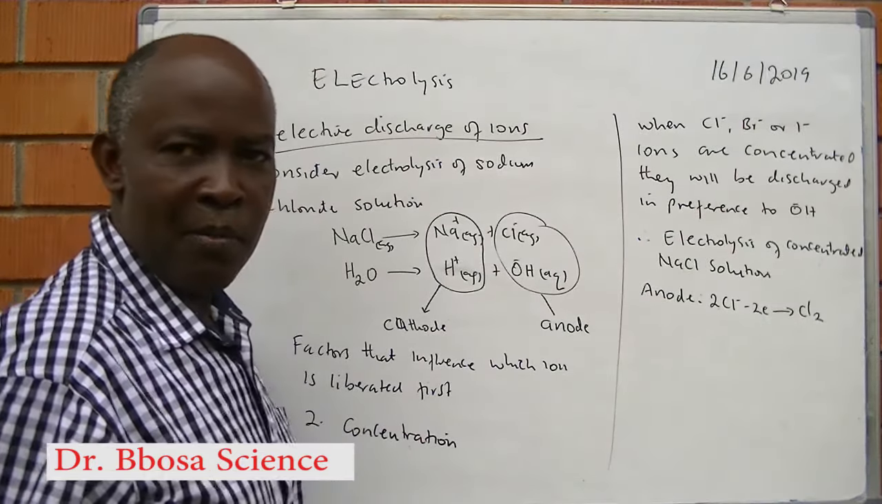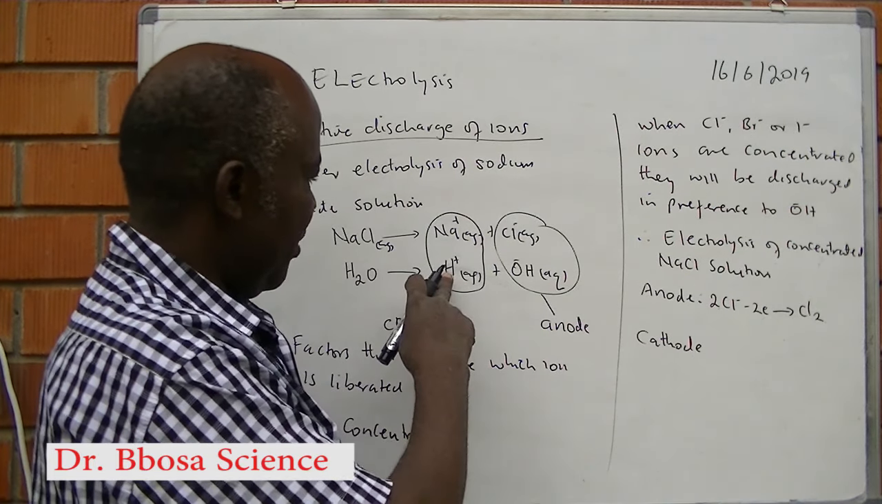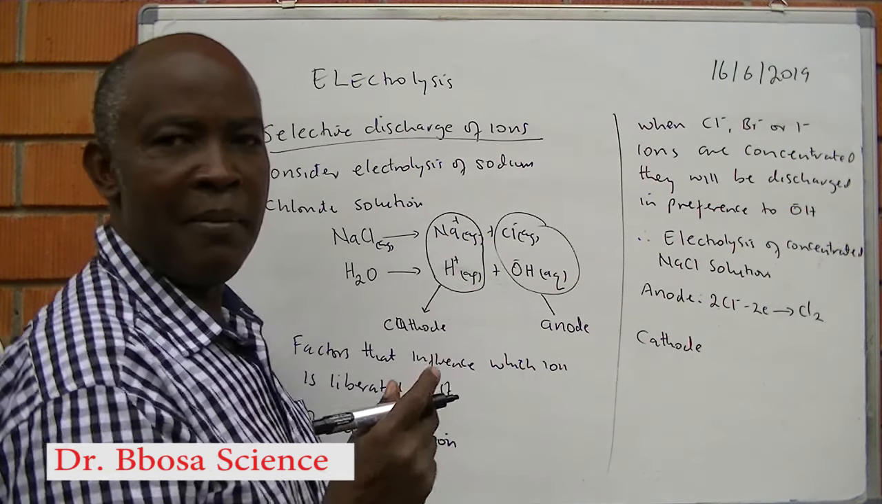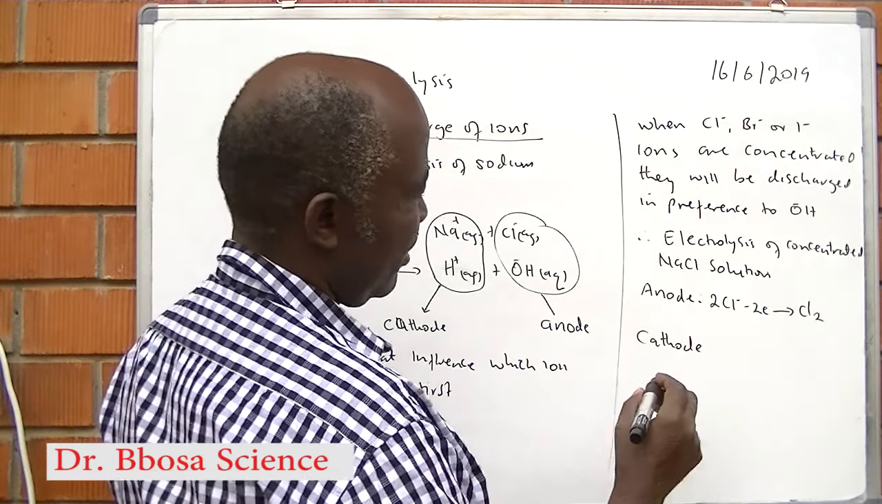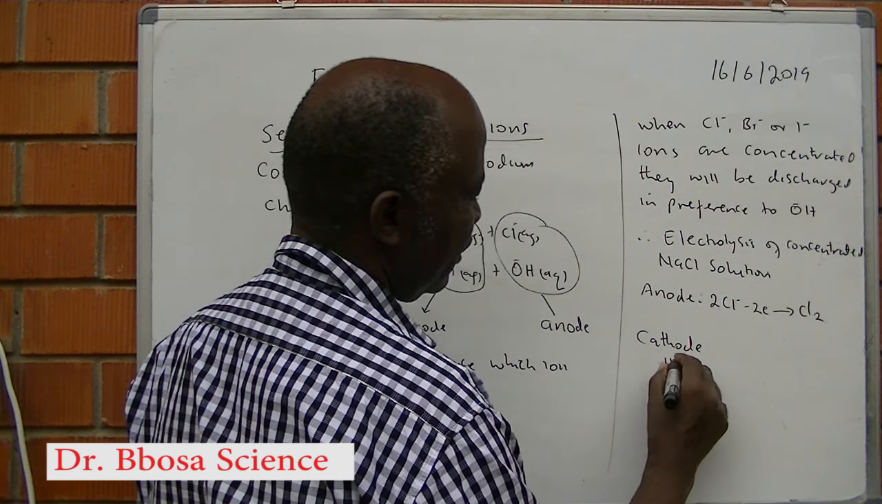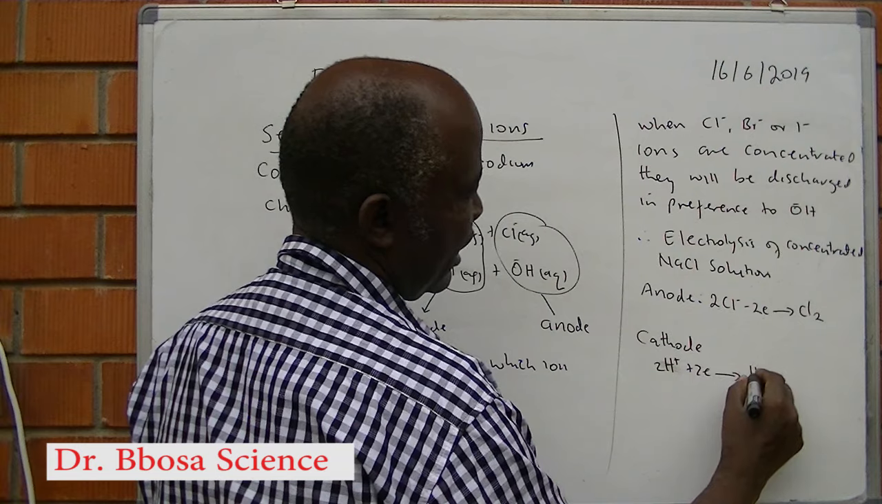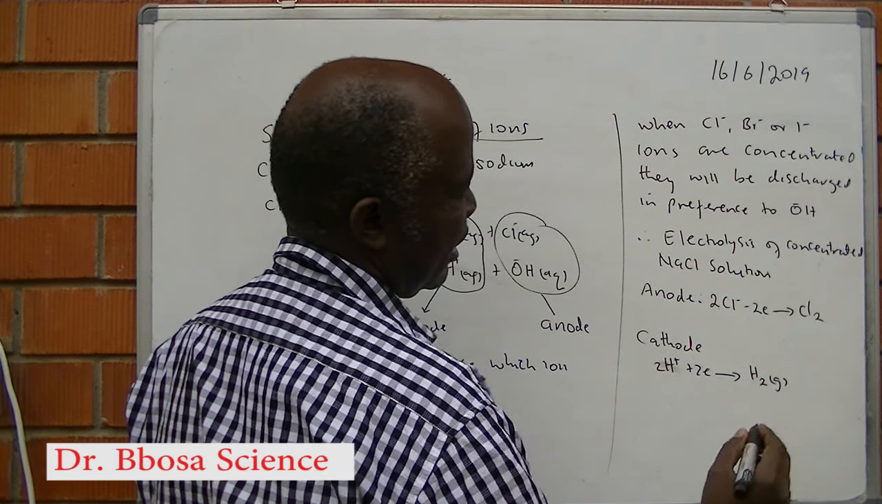But the law doesn't apply to sodium and hydrogen. Hydrogen being lower than sodium will be liberated at the cathode. So hydrogen plus 2 electrons, you will get hydrogen gas.